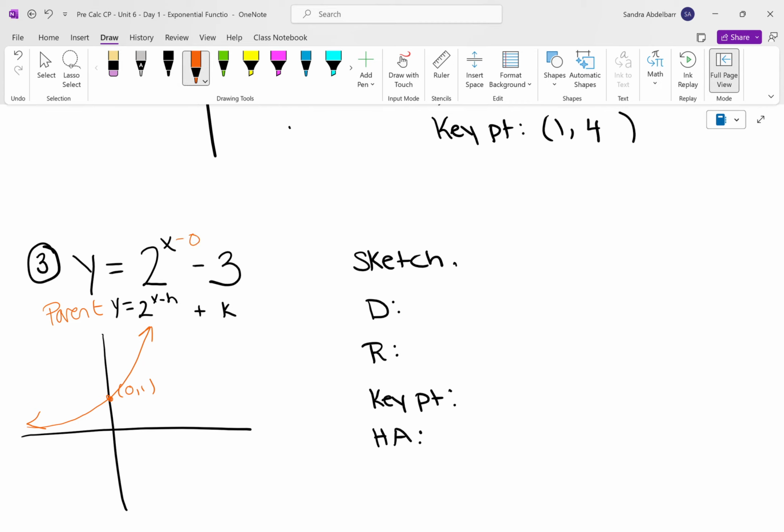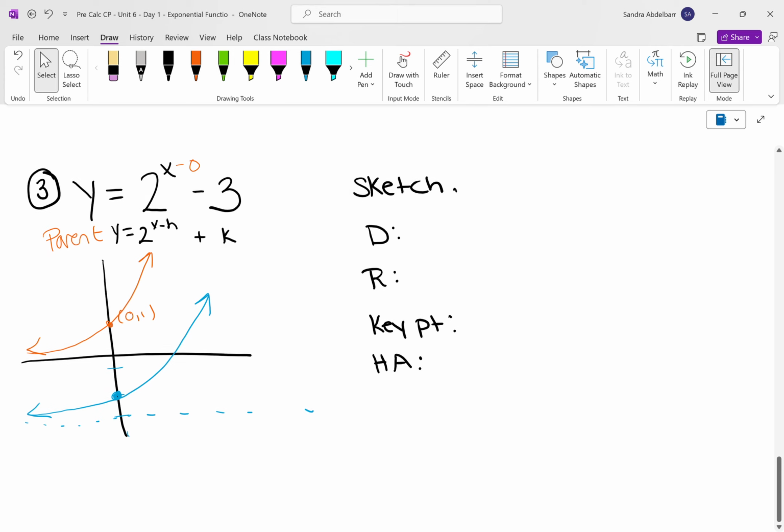But what's happening here? This is y equals 2 raised to the x minus h, plus k. If there's no h, what is that? x minus 0. So does that mean I'm shifting left or right at all? No. Am I shifting up or down at all? Yes. I'm going to shift how many? 3 down. So 1, 2, 3. Here's my key point now, and I'm going to have a horizontal asymptote 1 unit below my key point. So what does that look like? That. So our graph is the blue one.